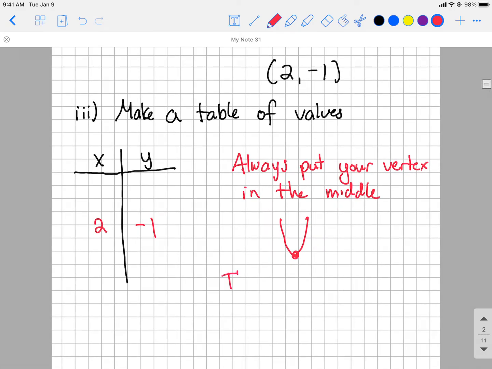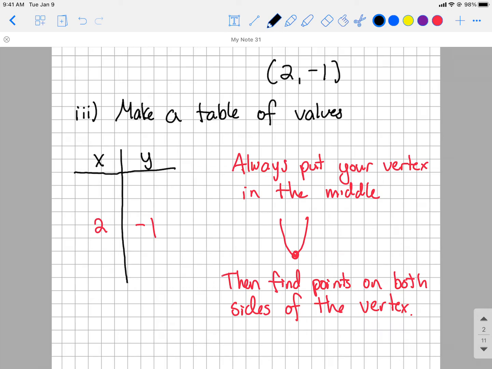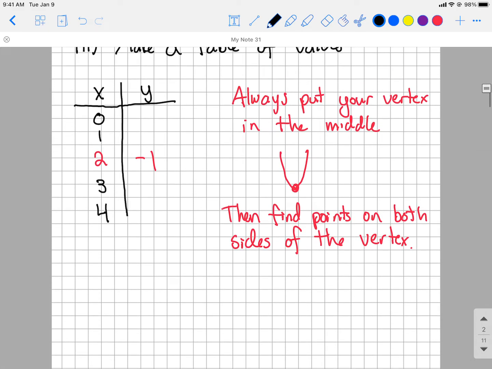Once you've done that, then we want to find points on both sides of the vertex. So for us, since our vertex is at 2, that means we're going to want to find x equals 3, x equals 4, x equals 1, and x equals 0. Those 5 points are going to give us enough to do a parabola. You can technically do it with 3, but it's not really good enough. It's the same as trying to draw a line with 2 points. If you mess up, the whole thing goes off. So generally 5 is our go-to number.